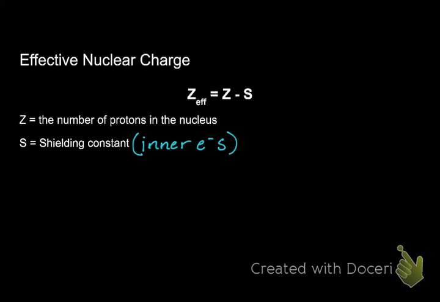Now, our shielding constant for us is going to be our number of inner electrons. So our shielding constant is going to be our inner electrons that we have. Kind of our easiest way to really find our number of inner electrons is going to be our total electrons subtracted from our number of valence electrons.